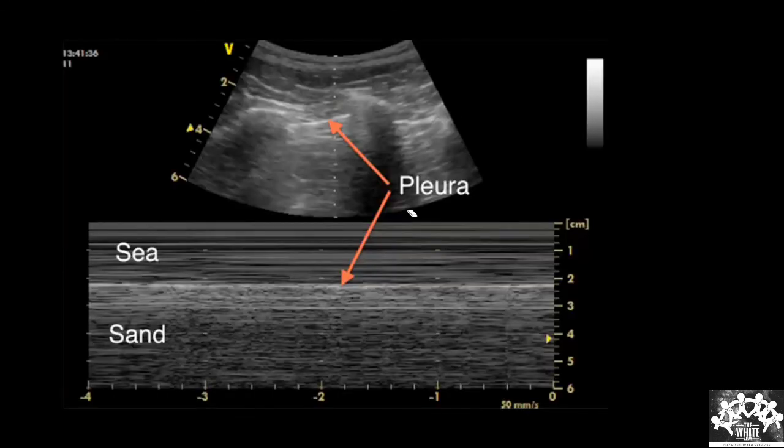Now, what mode is this? This is M mode. So in the M mode, you are seeing one bright line. What does the line correspond to here? The bright line here is the same as the pleura. Good.